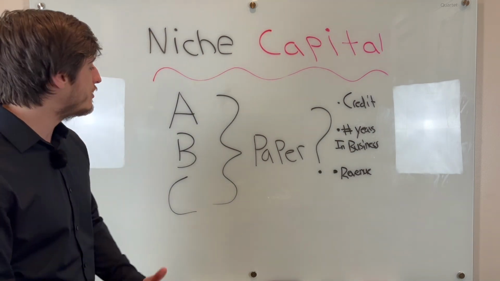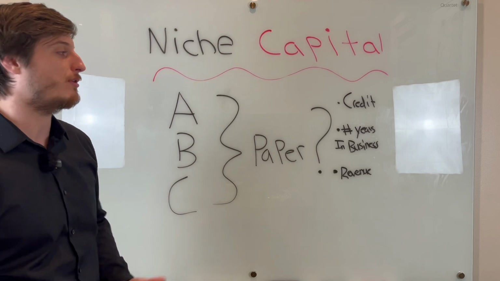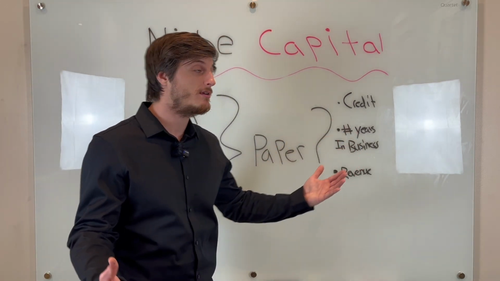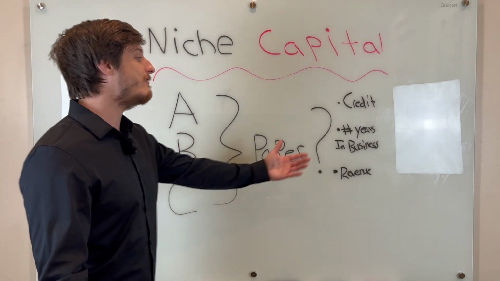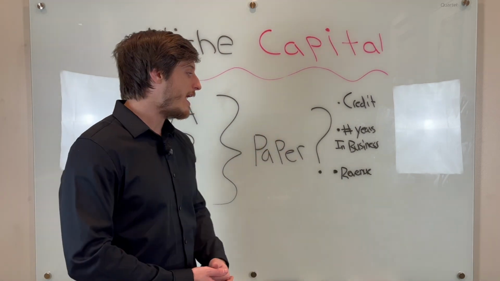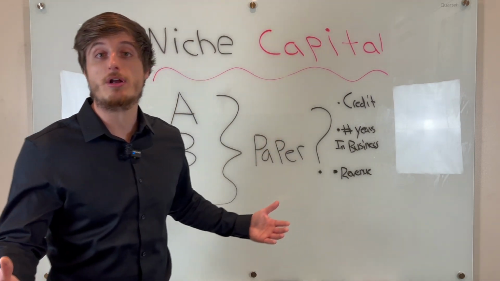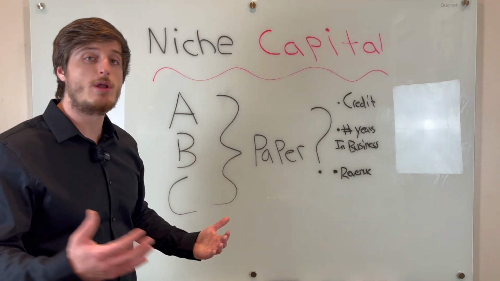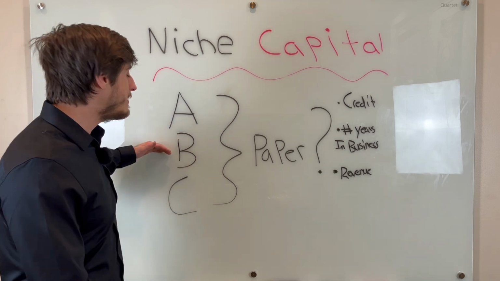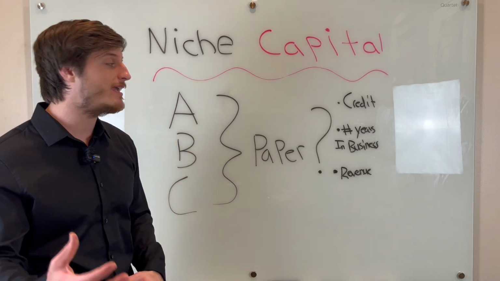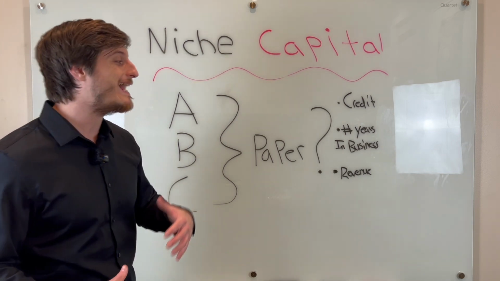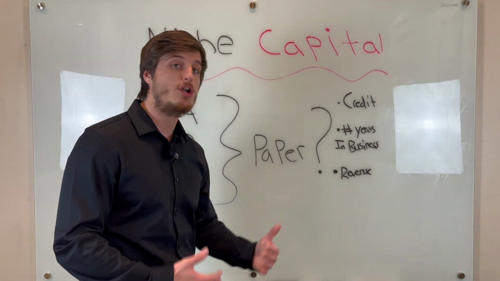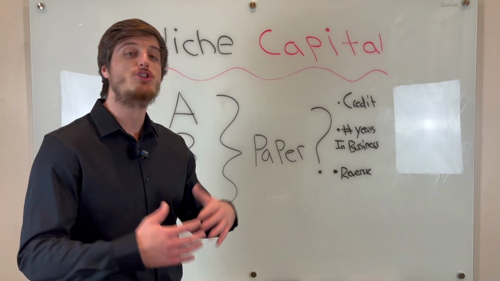Now, based on what I said, you can probably guess what a B paper client is. That's someone that maybe doesn't have as good credit as an A paper client. They've maybe been in business for a few years and their revenue is potentially struggling. It could even be $100,000, $200,000, $300,000 a month to have a B paper client. However, maybe the client's revenue is not consistent. So maybe they haven't been consistently making $100,000, $200,000, $300,000 a month. Maybe it's all over the place.